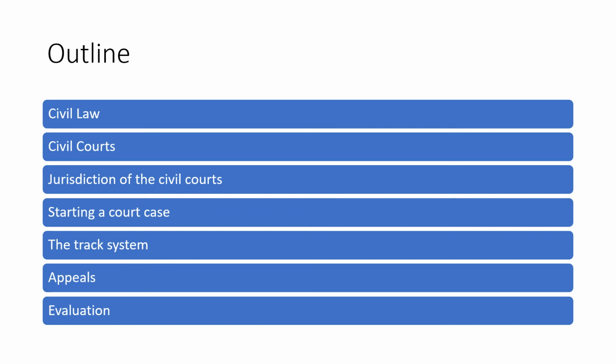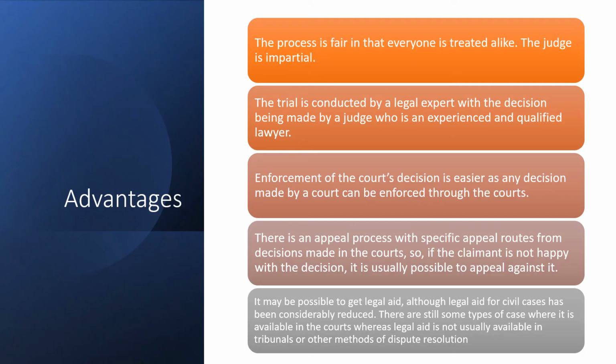So now we've looked at appeals. We're now going to look at evaluation of the civil court system. Now, some advantages of this system then is the process is fair in that everybody is treated alike because the judge is impartial. The trial is conducted by a legal expert with the decision being made by a judge who is an experienced and qualified lawyer.